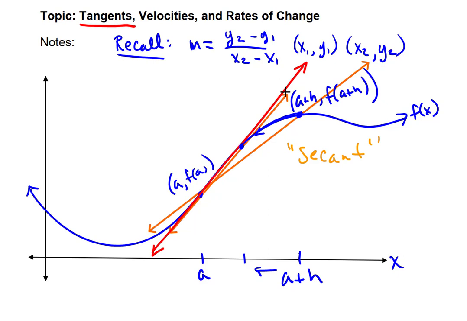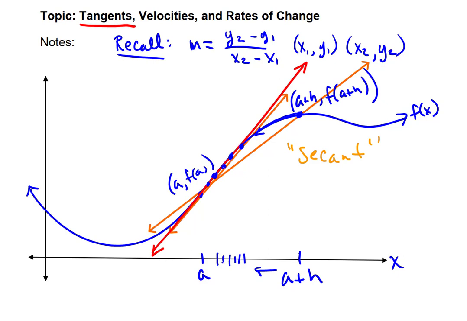So as you can probably tell, if this were a motion picture, if we continued to drag the a plus h value closer and closer in toward a, the point that we plot on the function would be getting closer and closer to the a comma f of a point. And therefore, when we connect the two points, the estimate, the secant line, is going to get closer and closer to being this actual tangent line.